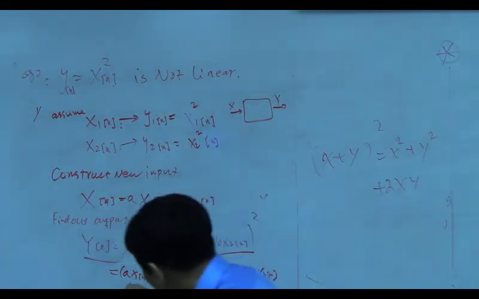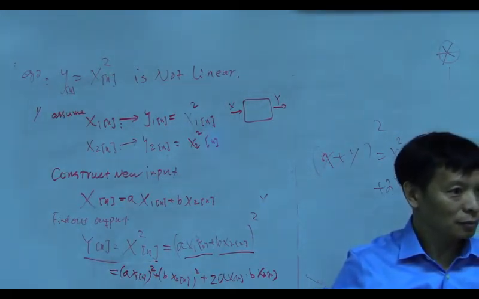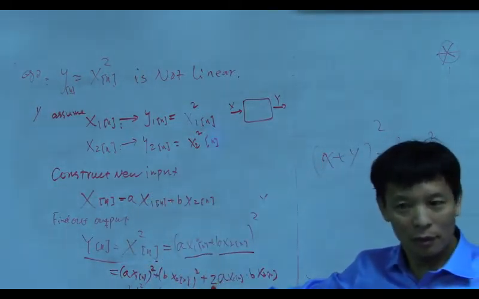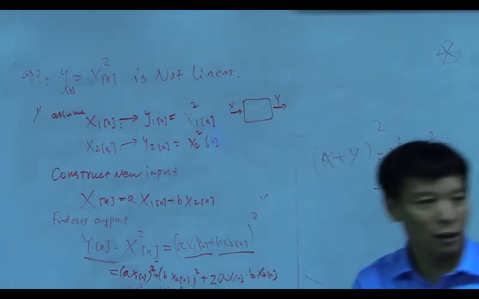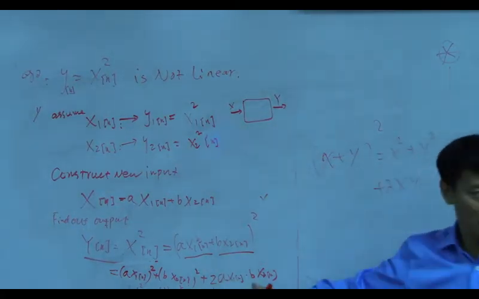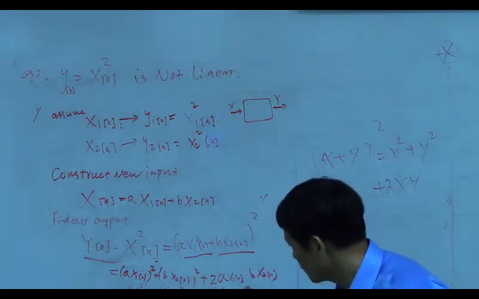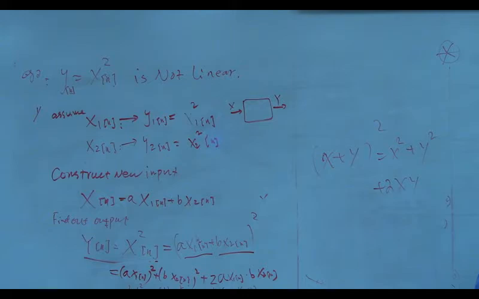All right, so what's the first term? This one equals a x squared equals what? Equals a squared x squared, right? So that one equals a squared x1 squared. Plus the second term is b squared x2 squared, right? Then plus here 2ab, move all constants to the front, and x1 times x2. Is this good? Yes or no?